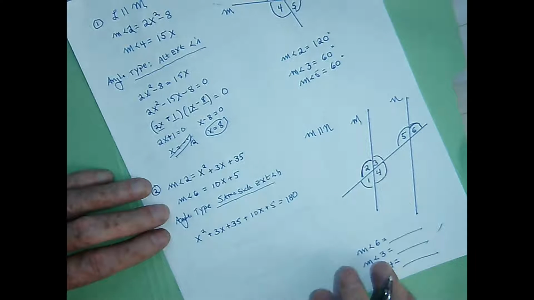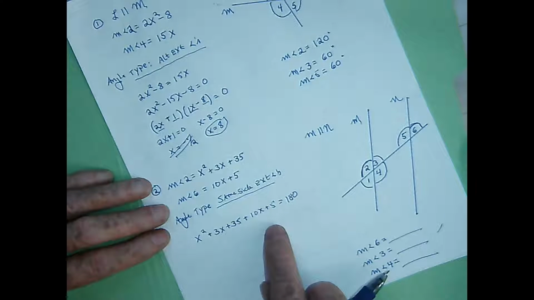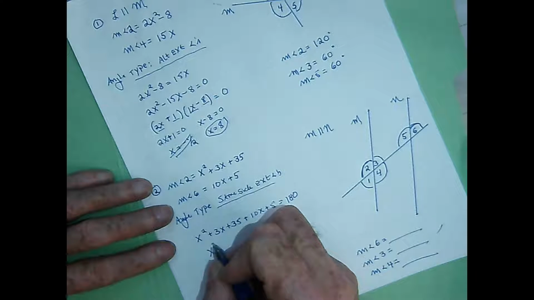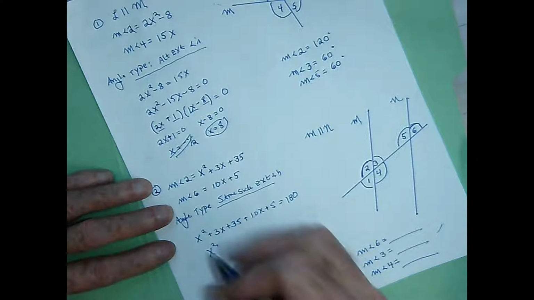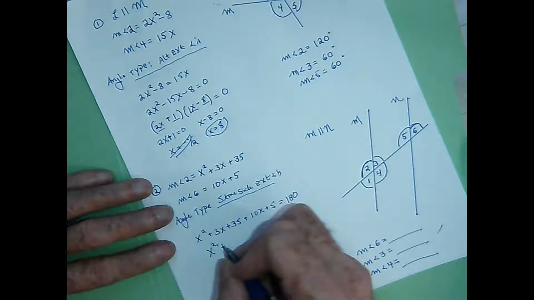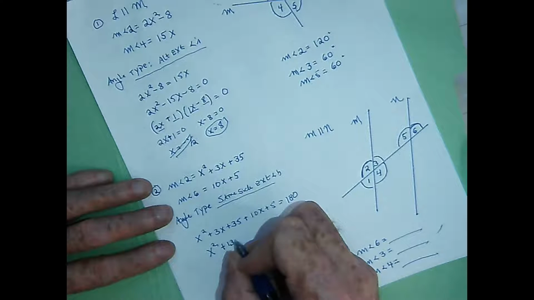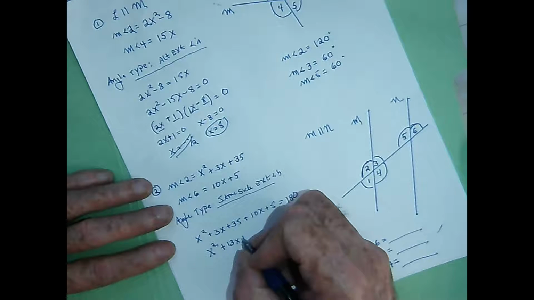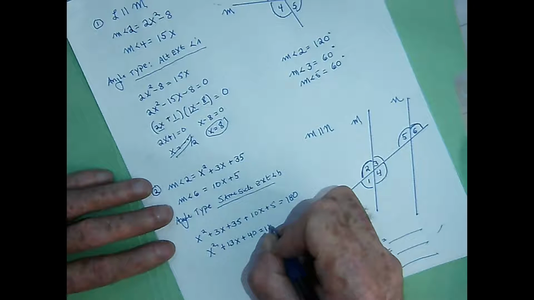Now we've got a big fat quadratic equation right here. What we need to do first is clean up the left-hand member. Let's collect like terms. That would be x squared. And if I put this 3x together with that 10x, that'd be 13x. This positive 35 and that positive 5, that's going to give me 40. So we've cleaned up the left-hand member, and it equals 180.